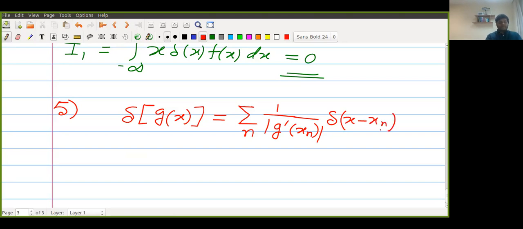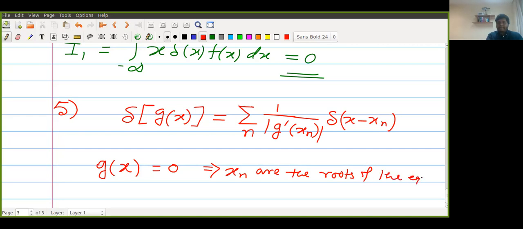What is this g? So g of x equals 0. If I consider this equation, suppose it has a few roots, x_n, where x_n are the roots of the equation.